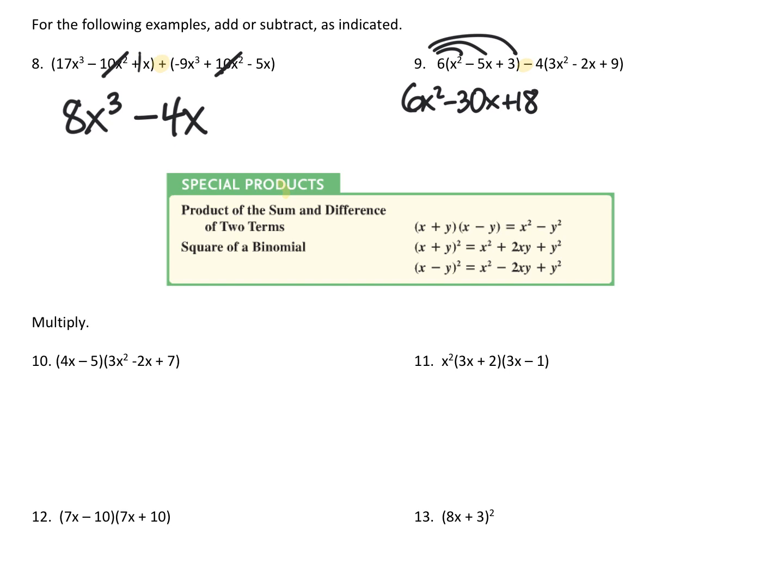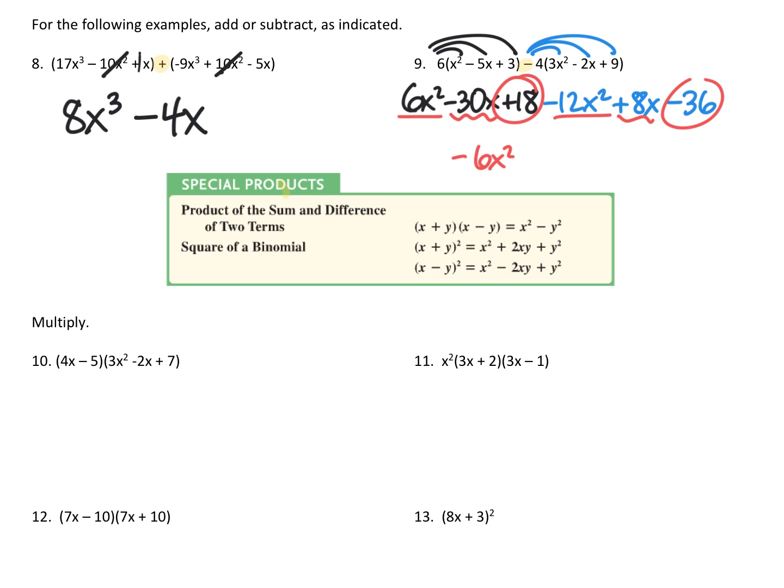Okay, let's now distribute the negative 4. It'd be negative 12x squared. Negative 4 times negative 2x is positive 8x. And negative 4 times 9, negative 36. You now need to combine like terms. Obviously you have a few. The x squared's, the x's, the constants. Okay, so that should get you a negative 6x squared minus 22x minus 18. And that would be your final answer.